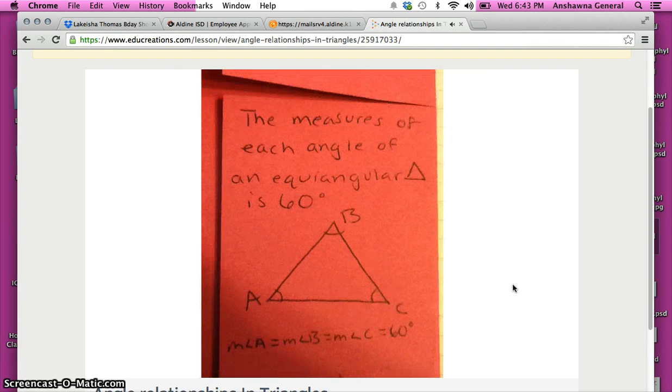And this one is the last flap. The measure of each angle of an equiangular triangle is 60 degrees. I already told you that. We already talked about that. So that means angle A, angle B, and angle C all equal each other, and they all equal 60.